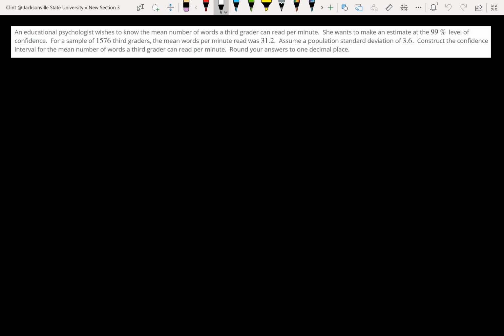Let's look at the problem from 8.1. We'll work through this one and it'll help you get an idea of where all the numbers come from. Okay, so the idea in this chapter, not just this section, but in this chapter, is that we want to take some sample data and use it to get an estimate for the population value.